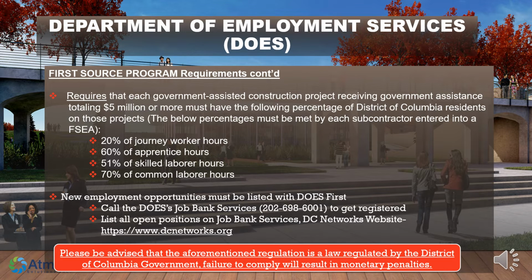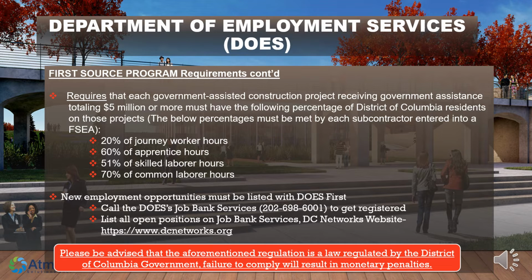So what exactly does the First Source Employment Agreement require of a subcontractor? For each subcontractor that has entered into a First Source Employment Agreement, they must have DC residents work a specific number of hours in specific categories. Here on this slide, you can see the percentage of hours that must be worked by DC residents on the project. 20% of journey worker hours must be worked by DC residents. 60% of apprentice hours must be worked by DC residents. 51% of skilled labor hours must be worked by DC residents, and lastly, 70% of common labor hours must be worked by DC residents.